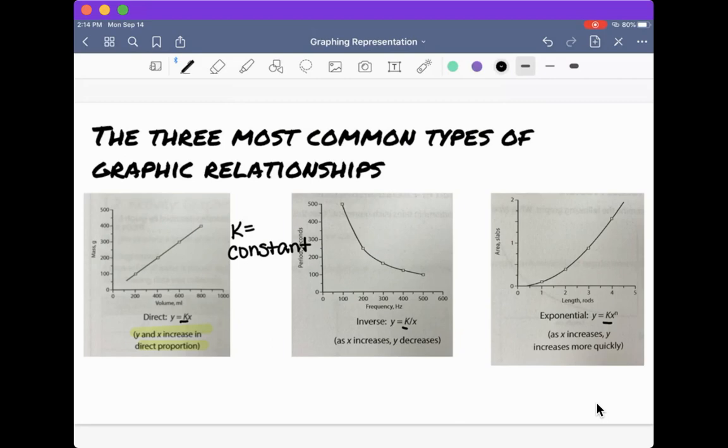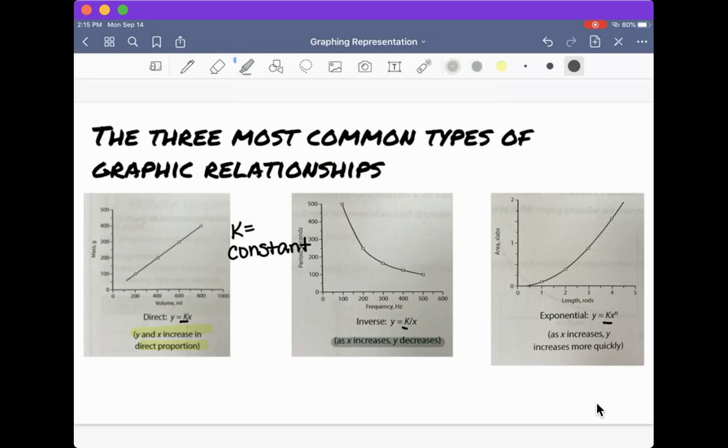All right, the next one is called an inverse relationship. And our inverse relationship here shows that as x increases, y is going to decrease by a given proportion. Okay, and then finally, we have our exponential.